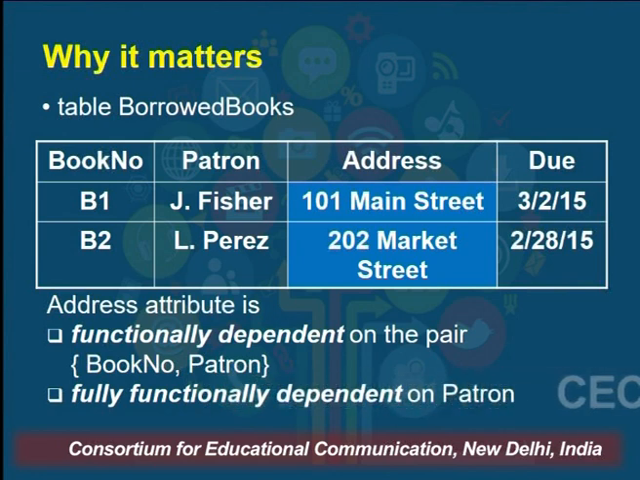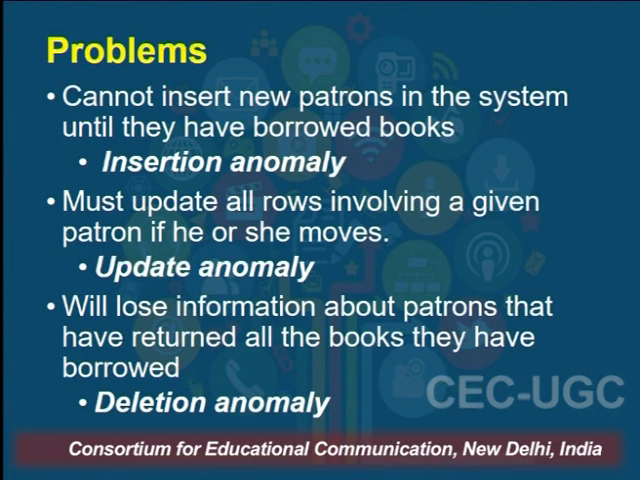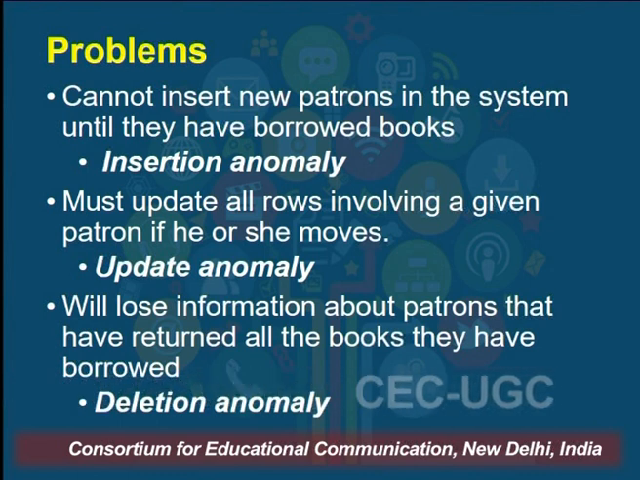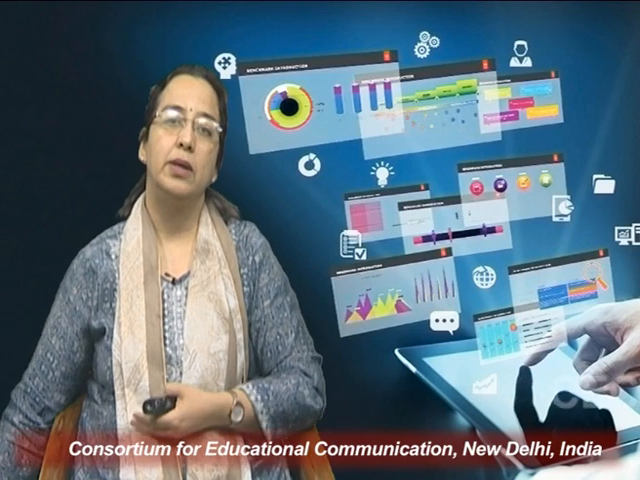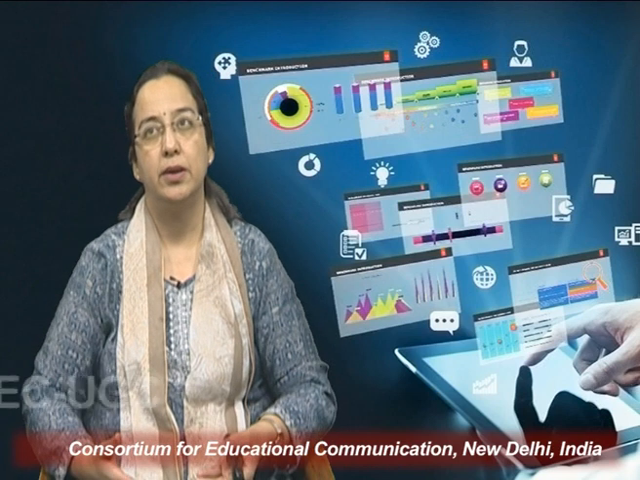Now, the point here is what are the problems in this type of functional dependence. Here is a full functional dependency in which my address attribute is dependent on patron. Now, what are the problems with this? The problem is, try to understand, can we insert new patrons in the system until they have borrowed books? We cannot. We need to have at least one record of their borrowing a book. So, for example, someone has taken a membership card but has not borrowed any book. So, we cannot enter that.